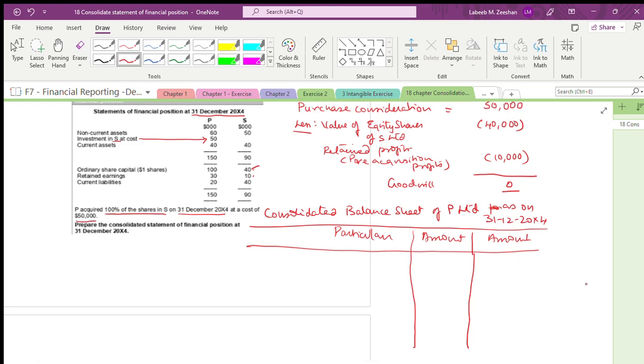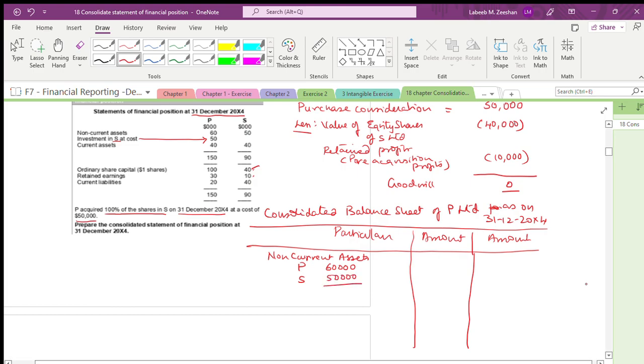Now, non-current assets. Every question you have to write like this only. Non-current assets: P Limited is 60,000, S Limited is 50,000. The total will come to 110,000.